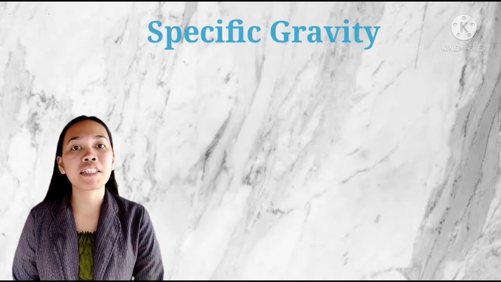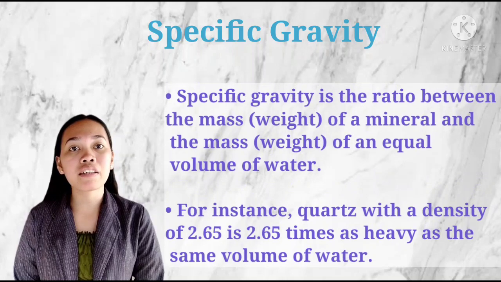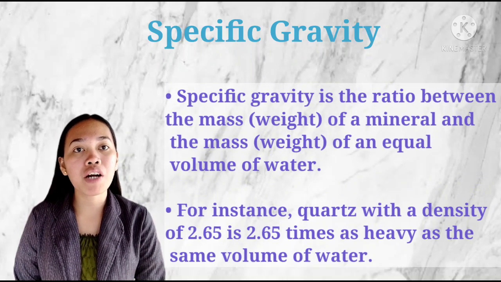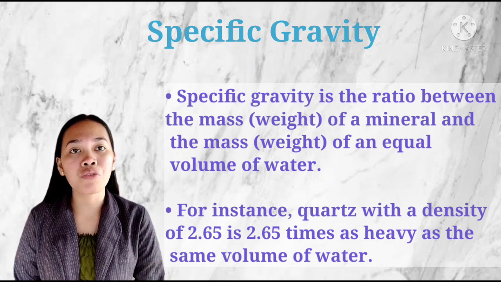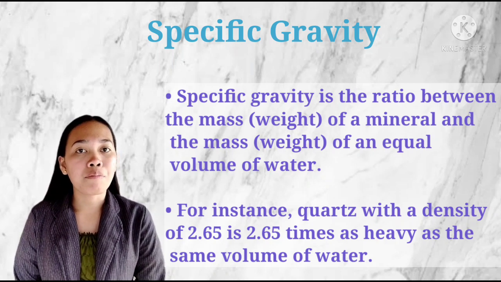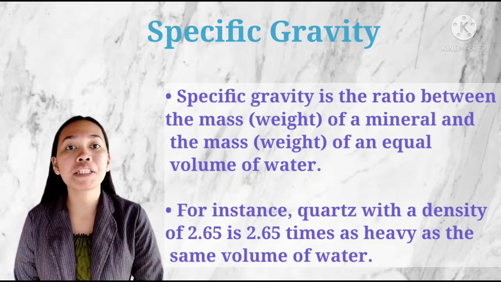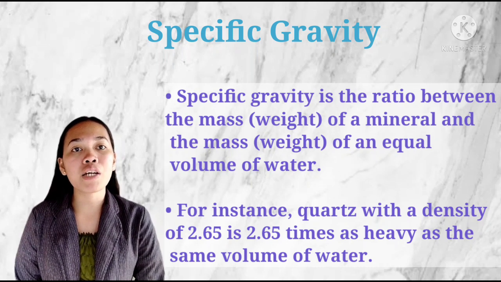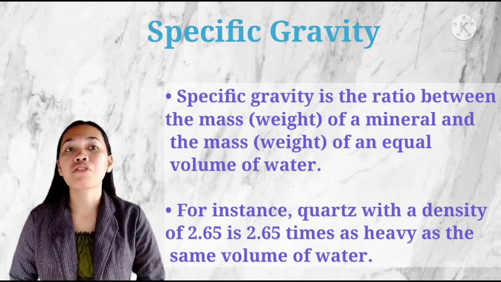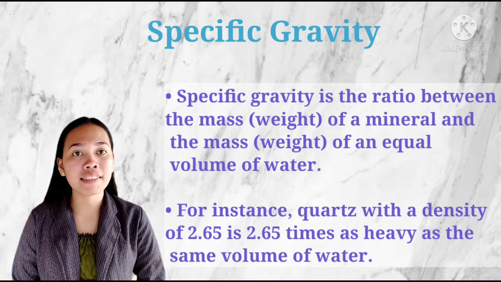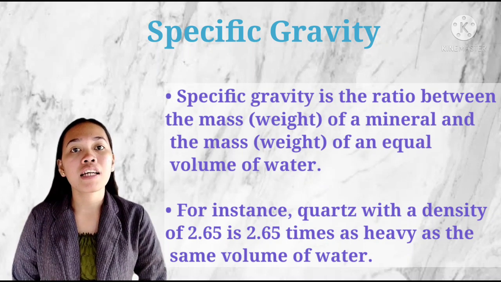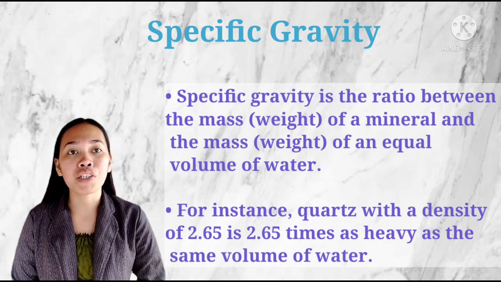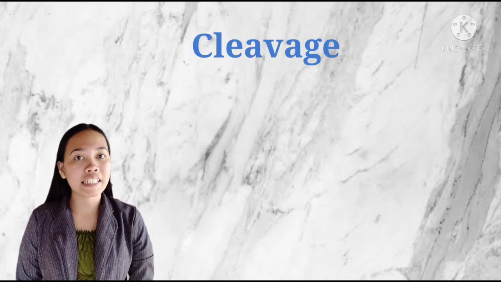Next property is specific gravity. Specific gravity is the ratio between the mass of a mineral and the mass of an equal volume of water. A mineral's specific gravity can be determined by dividing its weight in air by the weight of an equal volume of water. For instance, quartz with a density of 2.65 is 2.65 times as heavy as the same volume of water. Next property is cleavage.